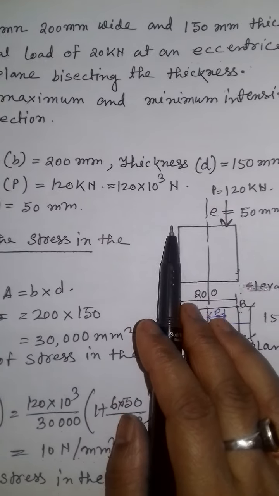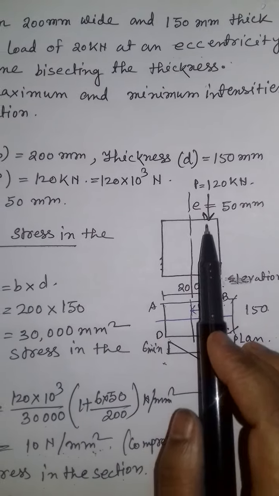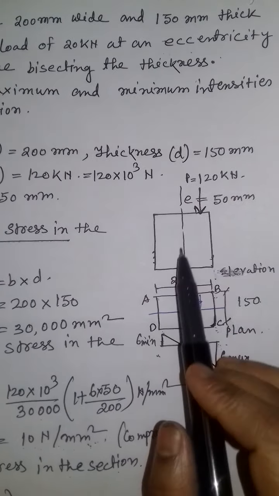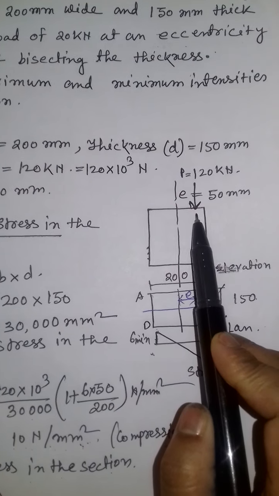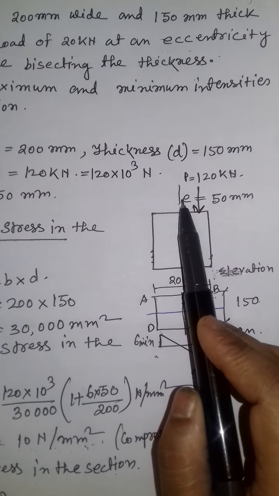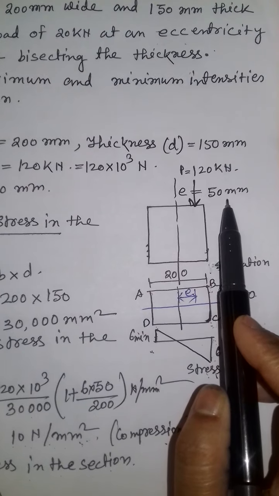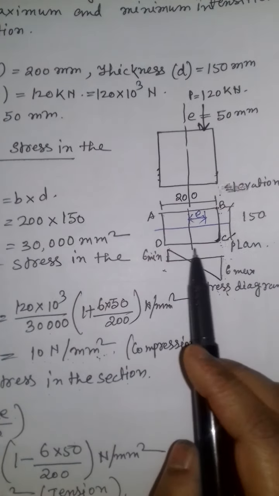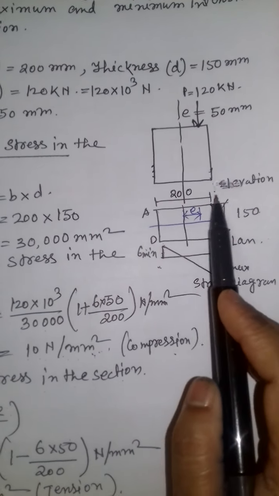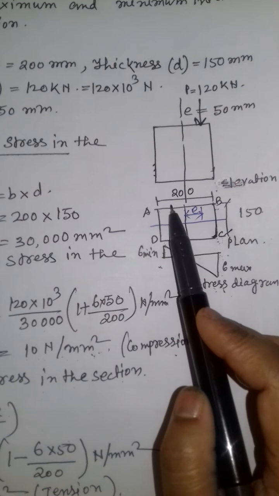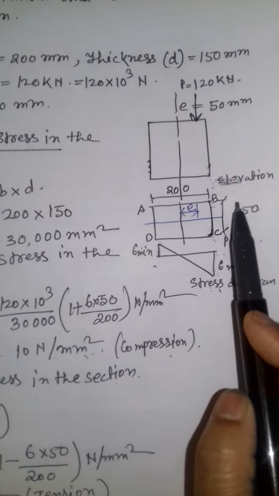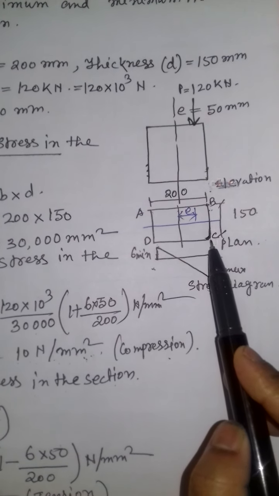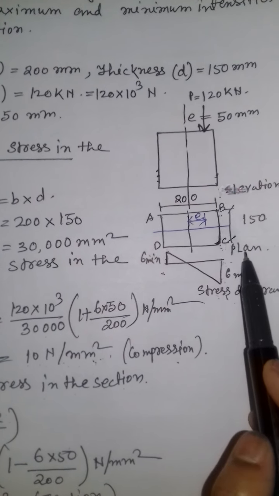Now you see the figure. This is the section and load P is acting here, and from the y-axis the eccentricity is equal to 50 mm, and this is the plan section. Here take A, B, C, D, and B is the width 200 and thickness is 150. And this is the elevation and this is the plan.